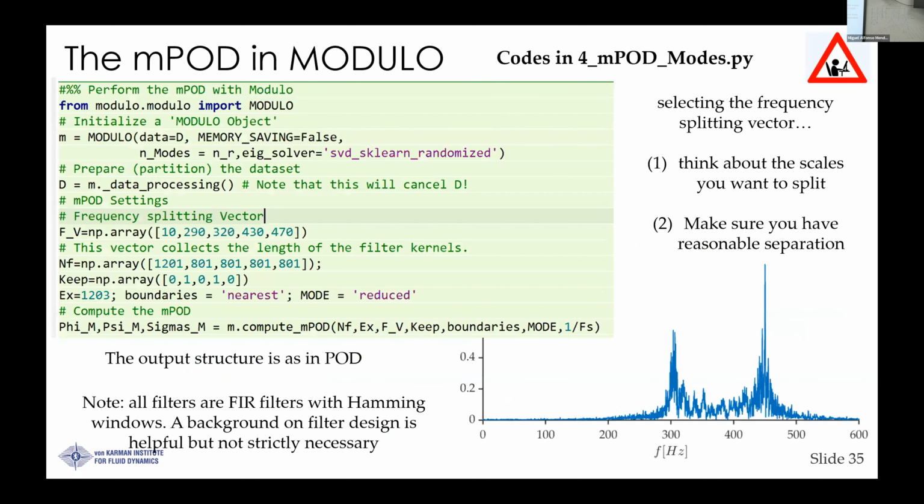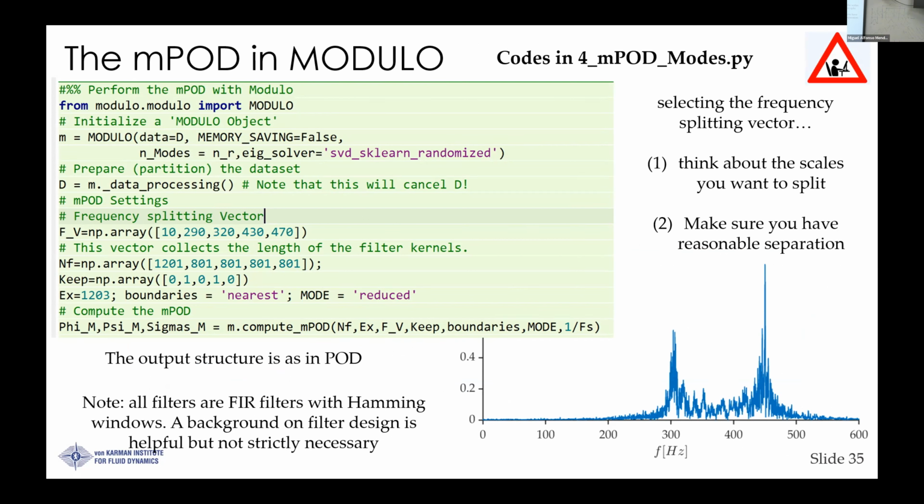This is the way you implement it in Modulo. You need to give, and this is the most important information, the frequency splitting vector that tells you how you're going to do this repartition. Okay, so here we will take from 0 to 10 Hertz, from 10 to 290 Hertz, and so on and so forth. Okay, and then the last is going to be from 470 until the Nyquist frequency. So in this case, 1500.